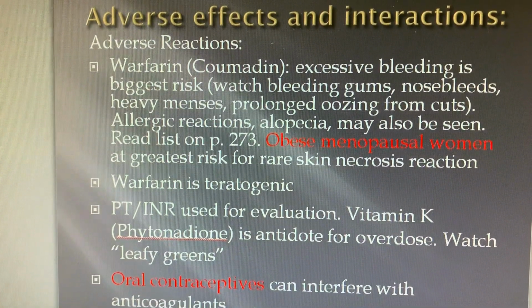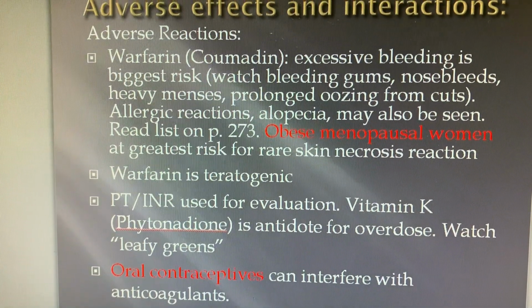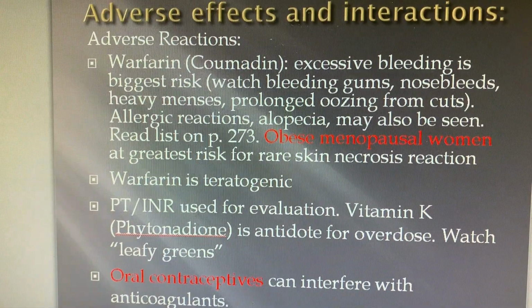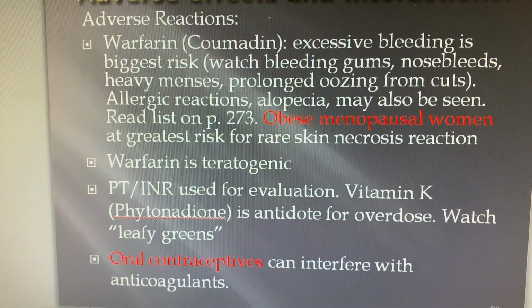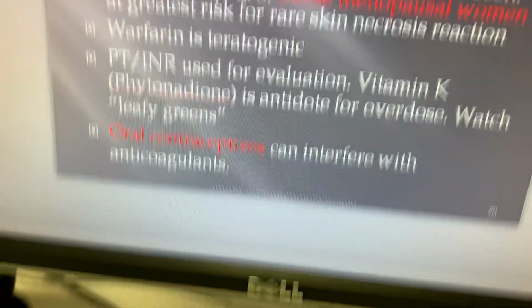Oral contraceptives can interfere with anticoagulants, particularly ones like warfarin and Jantoven, and so a woman on oral contraceptives has to have her PT-INR tested also.